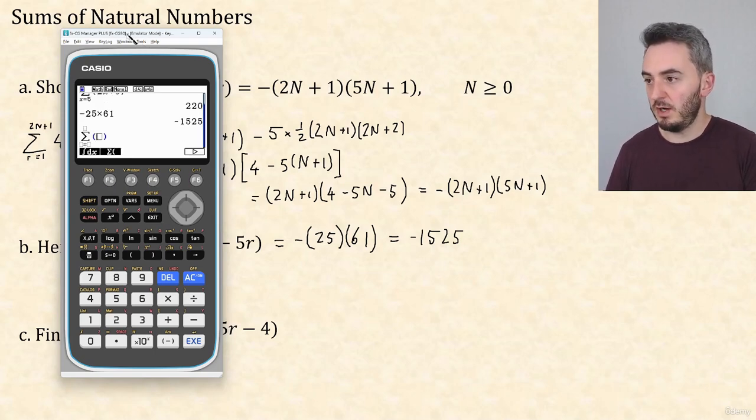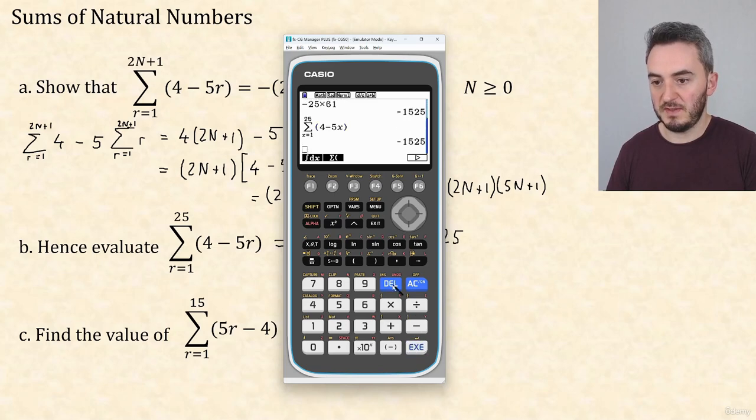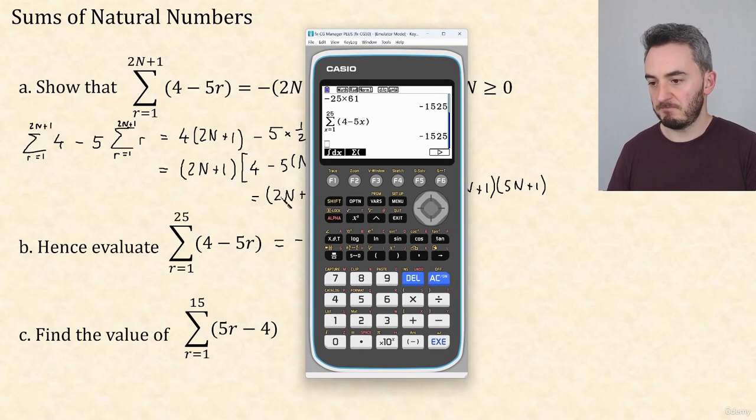And I'll definitely just check that as well by saying math, scroll along, sum. So it's the sum of, let's just check we got it, 4 minus 5x from x equals 1 up to 25. And let's just check that. Good, we got that one right.